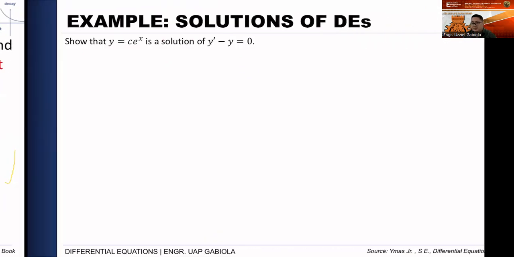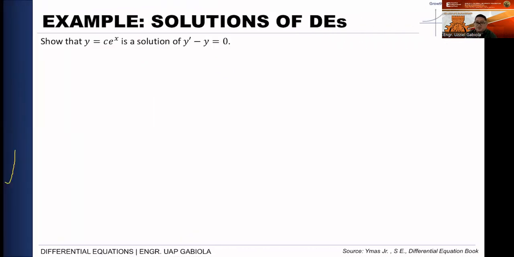Okay? So, meron tayo dito, halimbawa, show that y is equals to c e^x is a solution of y prime minus y is equals to 0. So, gagawin mo lang is i-perform mo yung differential equation ng y is equals to c e^x. No? So, ayan, alam natin na siya ay eliminate mo ng ones, no? So, derivative mo ng ones, that is c times yung e^x natin times 1, yung derivative ng x. Okay? So, y prime is equals to c e^x. Okay? So, ngayon, ito yung y prime mo.